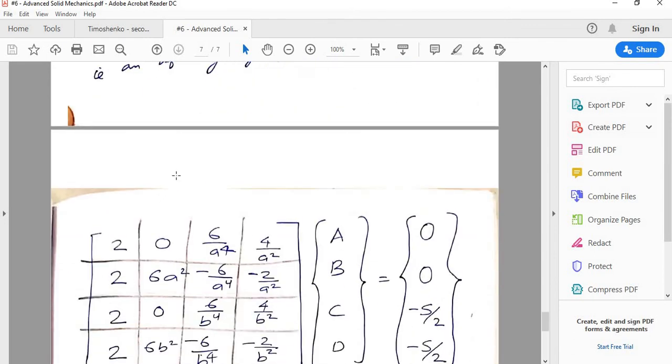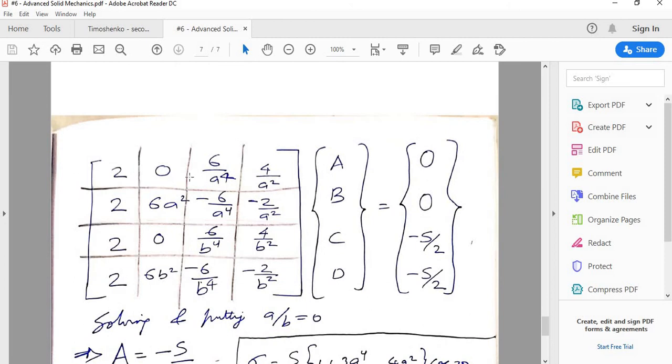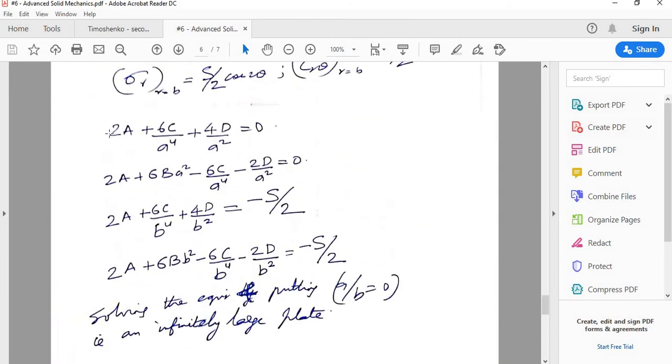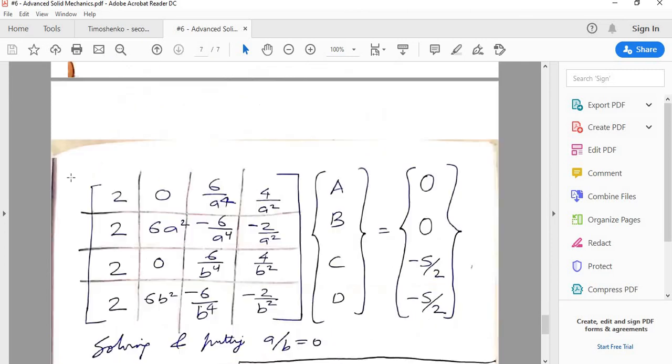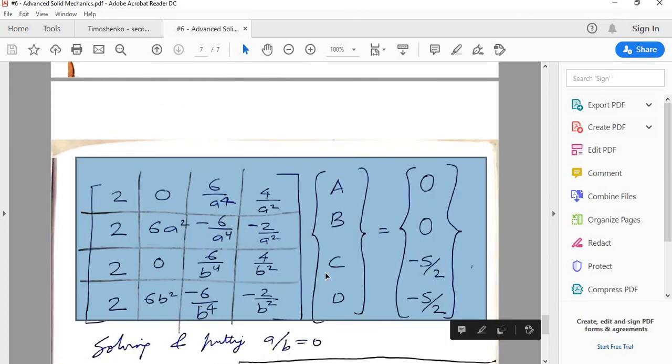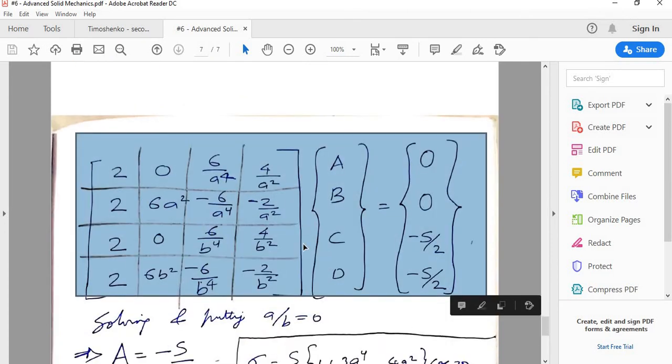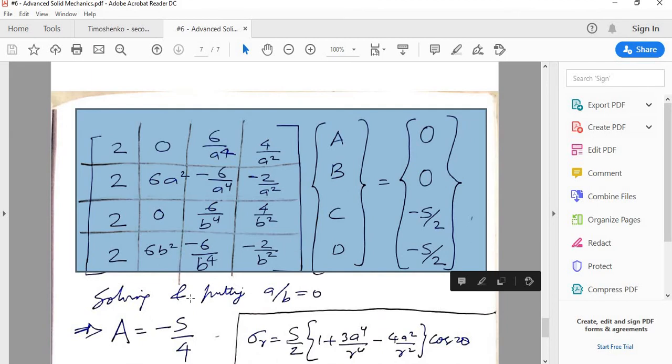So it will be like a 4 by 4 equation. So these are the equations. I have written them in the matrix form. So solving this is a little tedious.